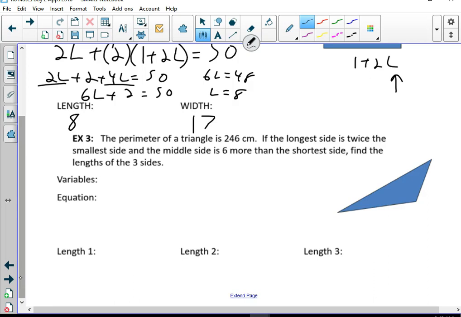Listen, guys. If the longest side is twice the shortest, and the middle side is 6 more than the shortest, what's everything referring to? Multiplication on the side. Listen carefully. The long side is 2 times the short side. The middle side is 6 more than the short side. What's everything being referred to? Everything's being compared to the short side, right? Does that make sense? Okay, so we're going to call the short side S.